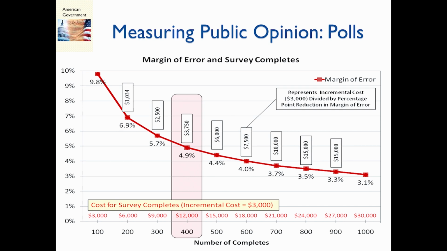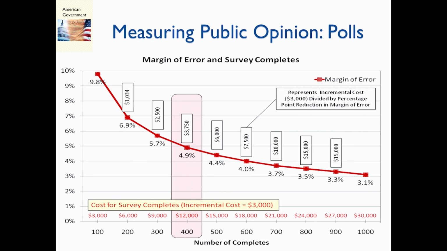So the number of completes here, what you can see, is related to how much a poll costs. The more individuals that take your poll, the more that poll will cost, okay? So the whole point of public opinion polling is to hit 1,000 individuals for a 3% margin of error, and at the same time, get it to a relatively affordable cost for the public opinion polling, okay?